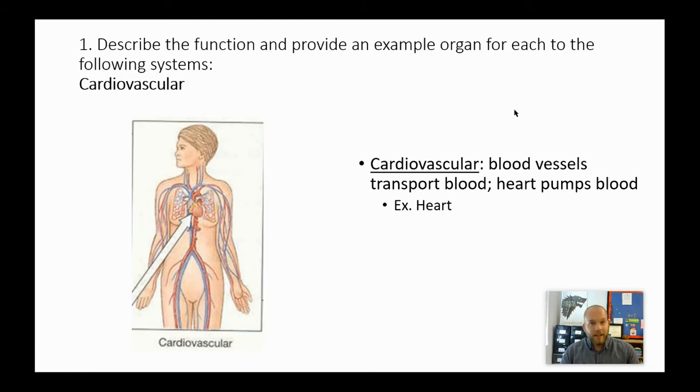It is the blood vessels, the veins bringing blood to our heart, and our arteries bringing blood away from our heart. Our heart is the pump. It's the pump that pumps the blood. It's got the four chambers. Some are receiving, some are sending. The heart is a great example of a cardiovascular system organ.